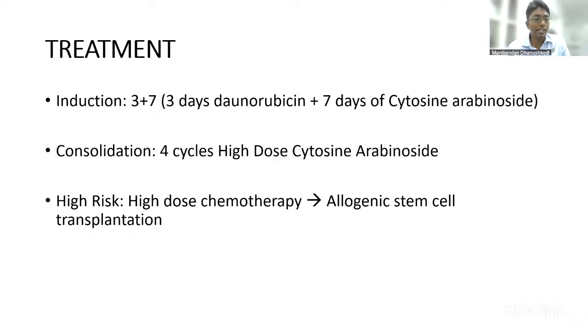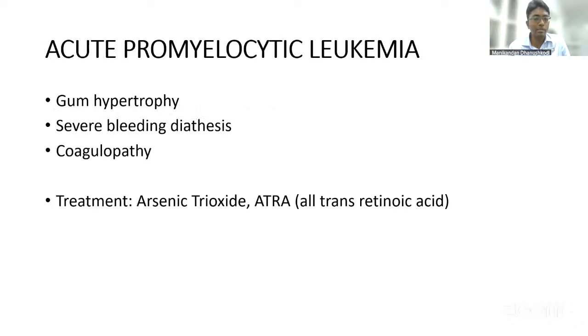And once induction is over, they need to be consolidated with high-dose cytosine arabinoside. And also, based on the molecular risk profile, if their molecular risk profile is high, we need to consolidate with high-dose chemotherapy and allogeneic stem cell transplantation. Just a word on AML.